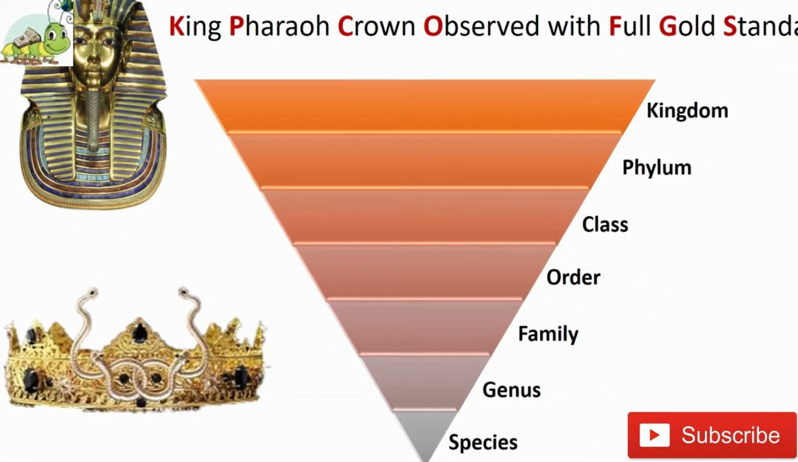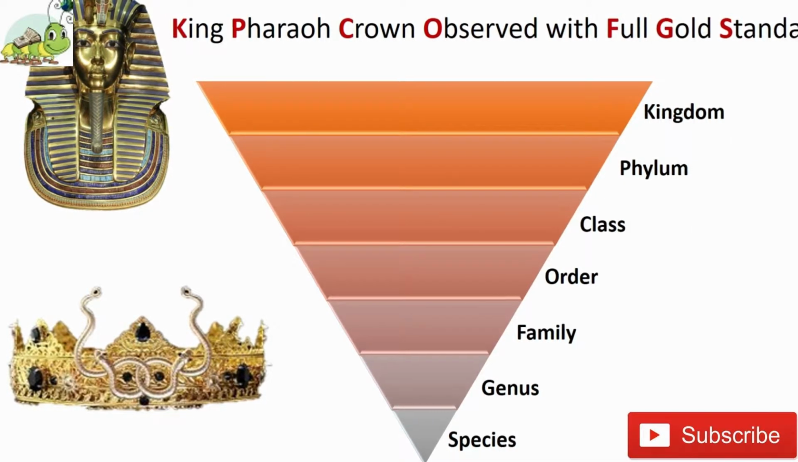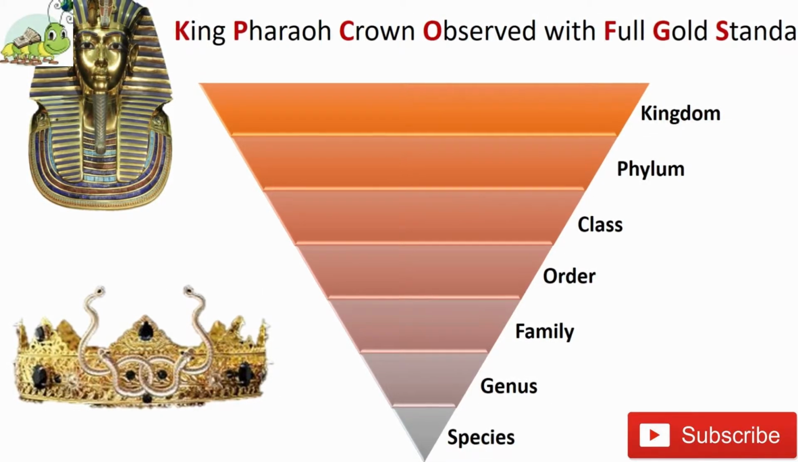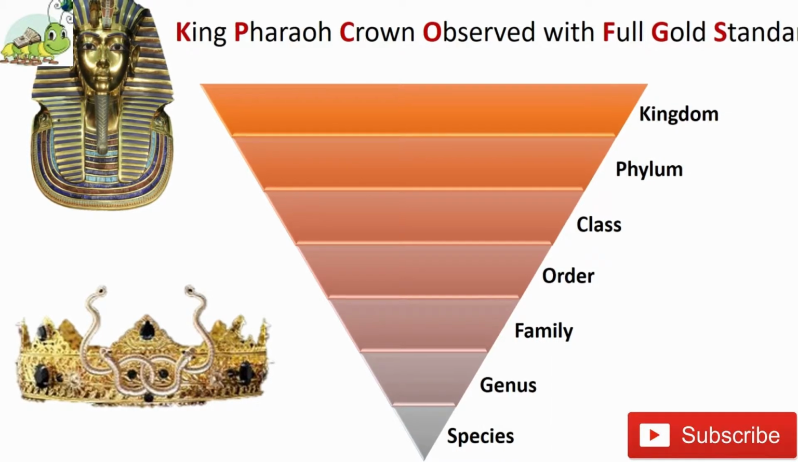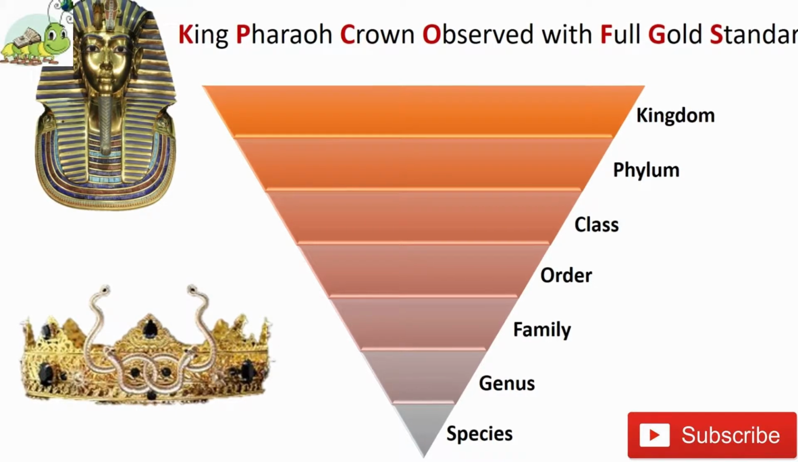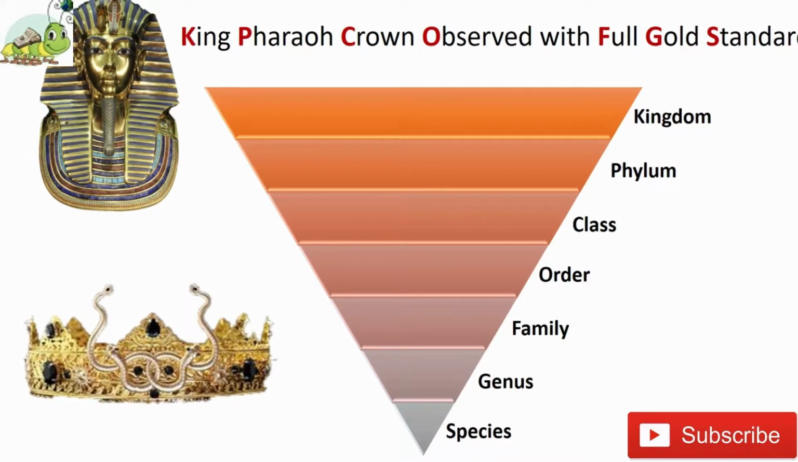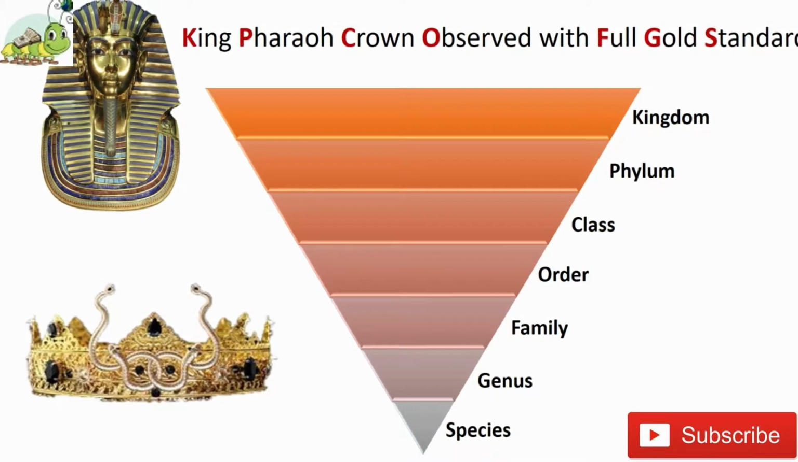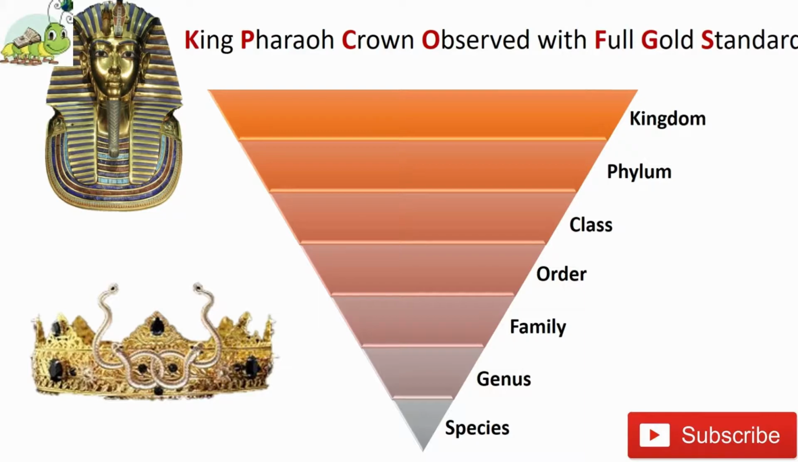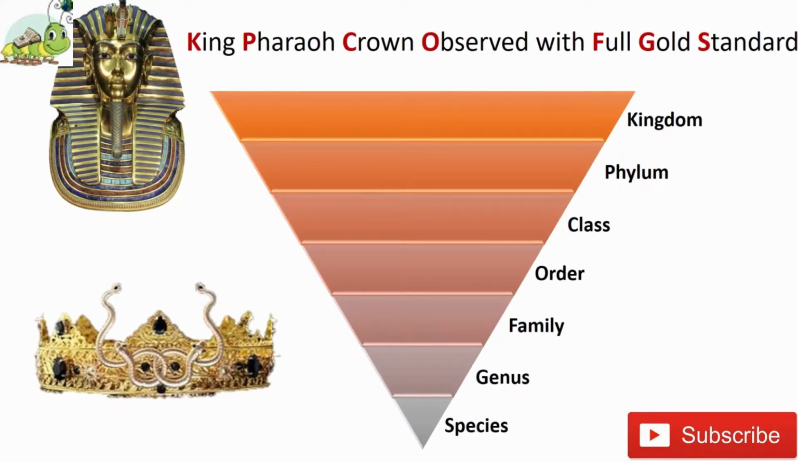I made a mnemonic on the taxonomic hierarchy for easy memorization. A sentence you have to memorize. What's the sentence? King Pharaoh crown observed with full gold standard. It's very easy. This is King Pharaoh and it is his crown. It's made of gold. So, King Pharaoh crown observed with full gold standard.